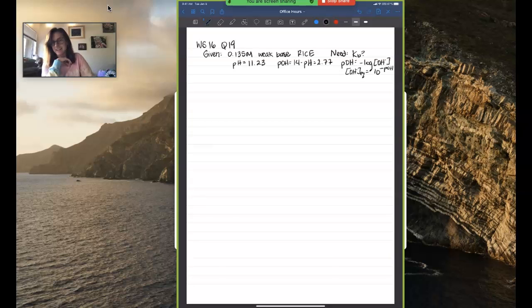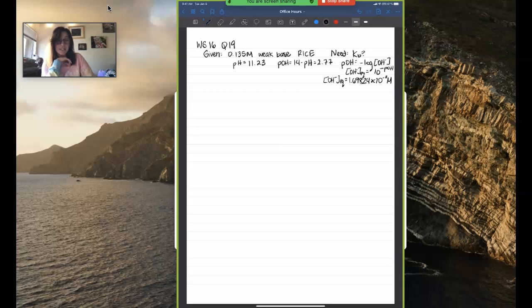And so when you plug in 2.77, you get the hydroxide ion concentration at equilibrium is equal to 1.69824 times 10 to the negative third molar. That's going to be a clue for us.